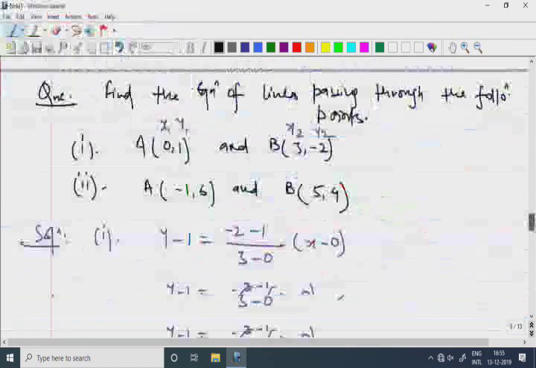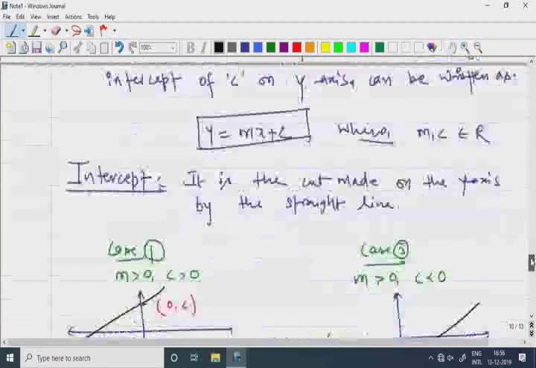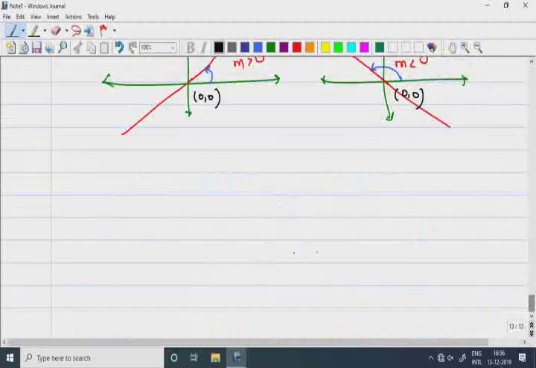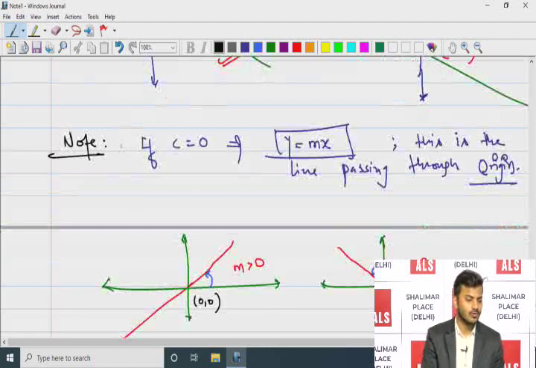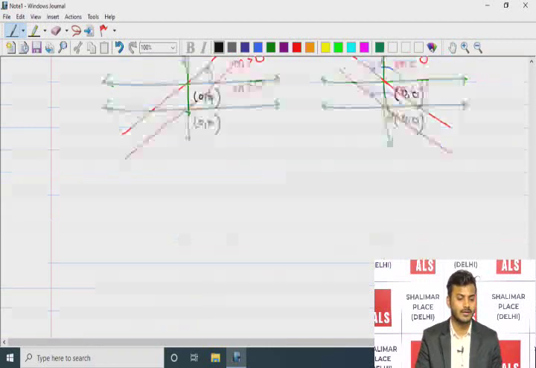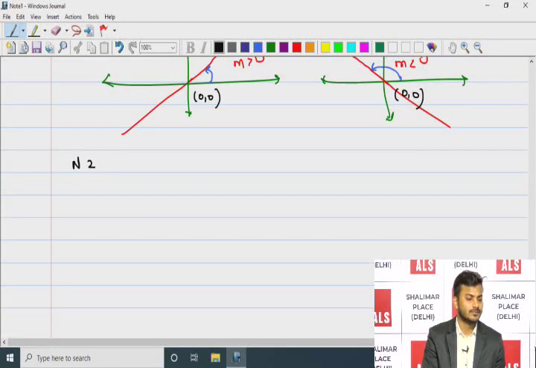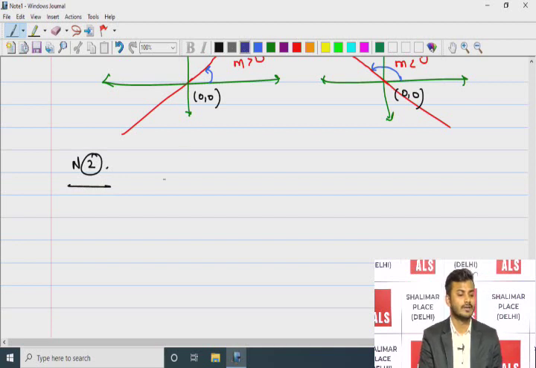Okay? So this is all about 3 forms. 1 is point slope, second is 2 point, third is slope intercept. Now note number 2, let me write some more notes. Note number 1, note number 2. Note 2 says, what if m equals 0, or what if m is not defined, or infinity? Okay, so first case.